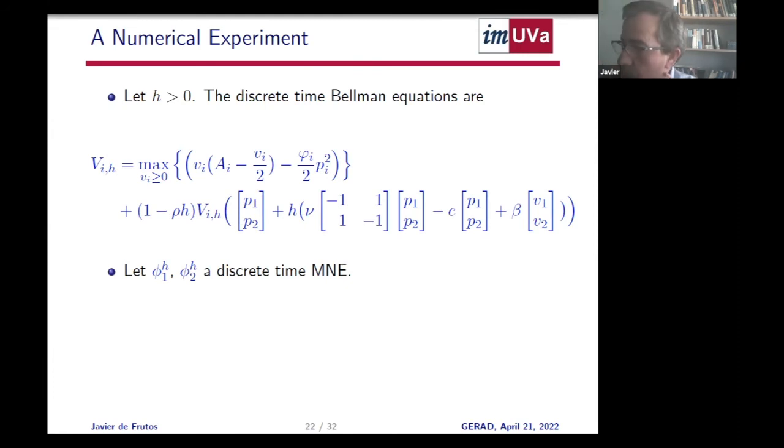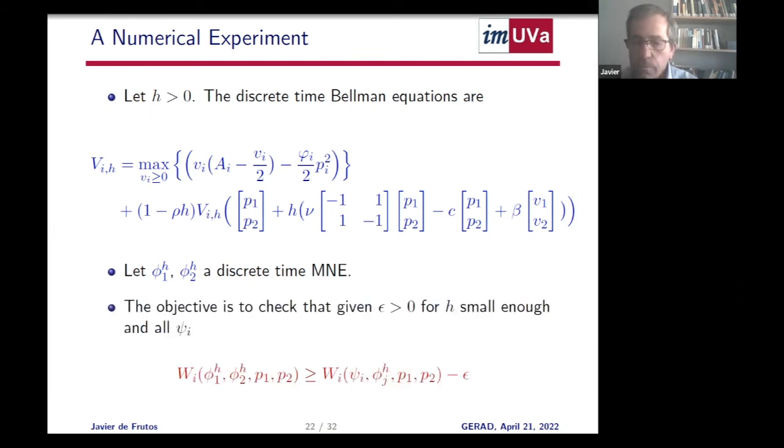When I say we can compute exactly the Nash equilibrium, I mean we can compute it up to the solution of the corresponding Riccati equations. That probably we have to solve using a numerical method, the quadratic Riccati equations. Okay. So our objective here is to check that given an epsilon, a positive number, we can take the time step small enough in such a way that we have this inequality.